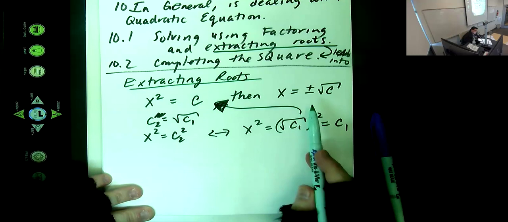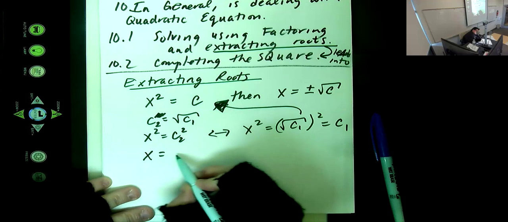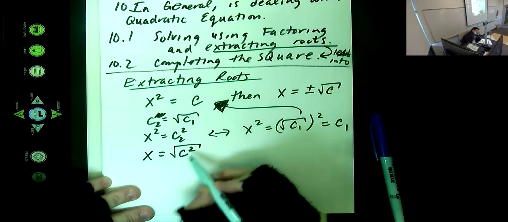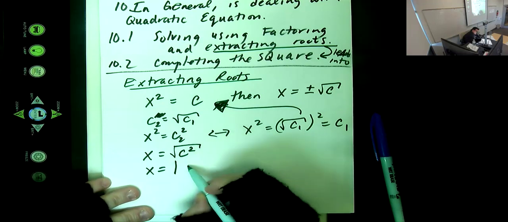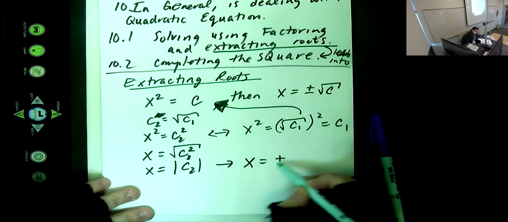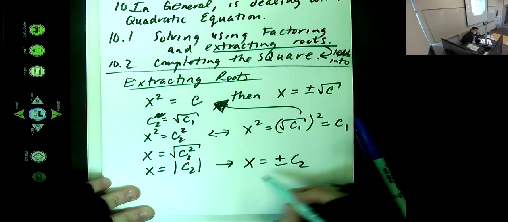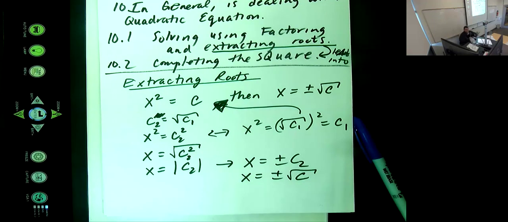But why do we have the plus or minus? Remember, if we take the square root of a square, it leads to the absolute value. And absolute value leads to plus or minus. And since C2 equals square root of C1, that's how we get the plus or minus square root of C. Or I just dropped the 1. It stems from that rule with the absolute value signs for the square root of a square.